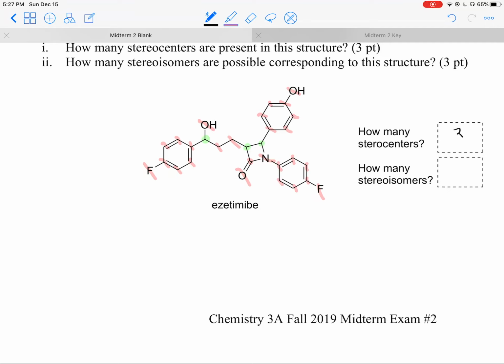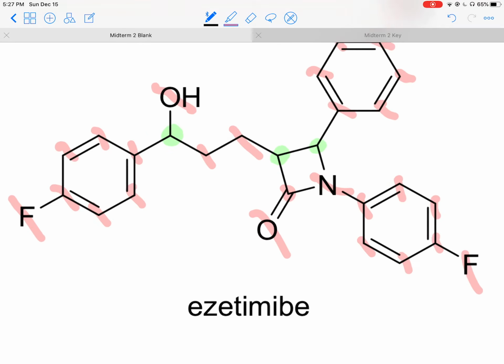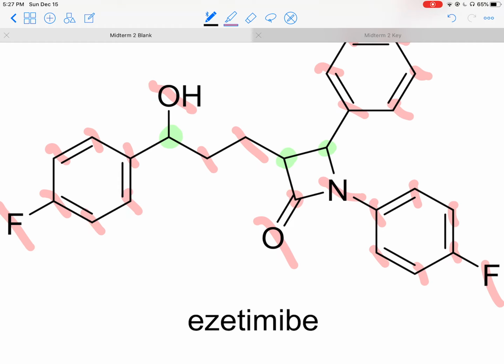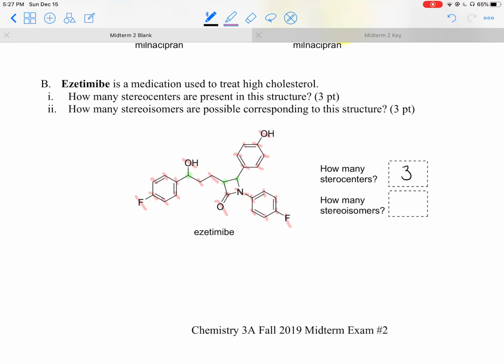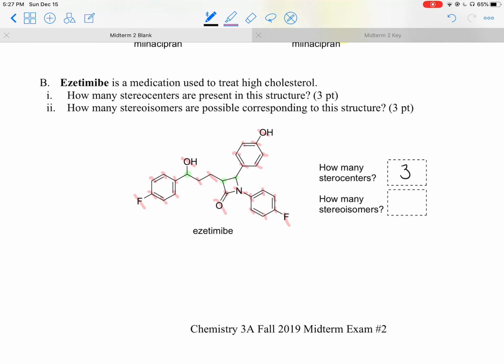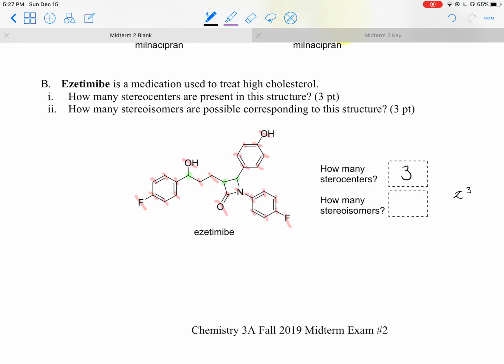So 3 stereocenters. How many stereoisomers? So we could have 2 stereoisomers per stereocenter. We could have the wedge and the dash one because it's not meso. We don't have to consider repeat ones. And so it's going to be 2 to the power of 3, which is 8 stereoisomers.